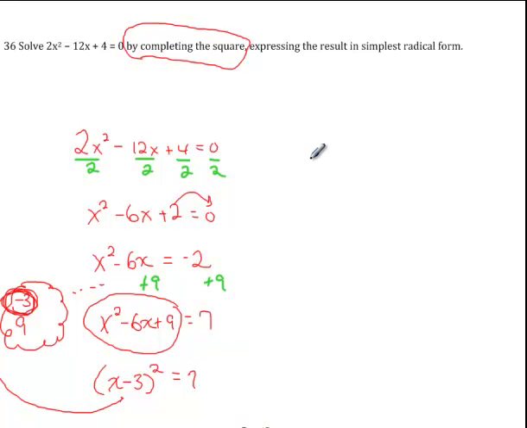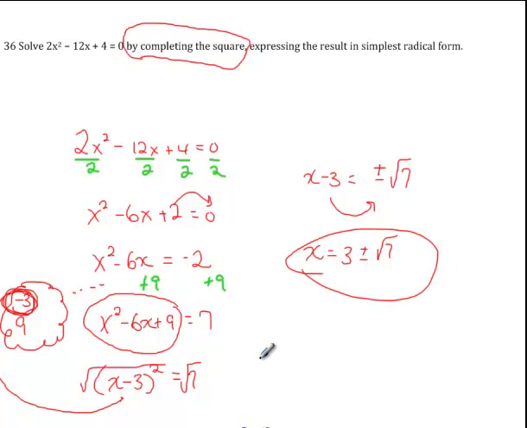Now I'm going to solve this for x, which means I have to take a square root. So x minus 3 equals plus or minus the square root of 7. Move this 3 over, and x equals 3 plus or minus radical 7. And there, I solved this. You would get the same answer if you did the quadratic formula. But they didn't want you to do the quadratic formula. They wanted you to use completing the square. So you had to do completing the square.